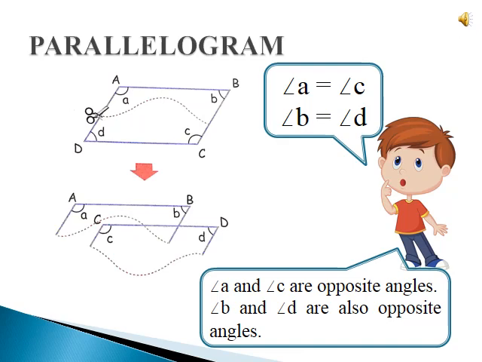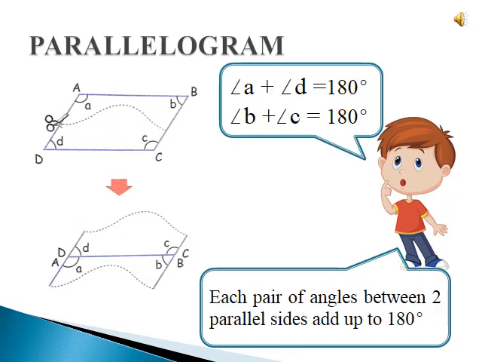This shows that the opposite angles are equal. I repeat again, angle A is equal to angle C and angle B is equal to angle D. This shows that the opposite angles of a parallelogram are equal. I hope you all understand.